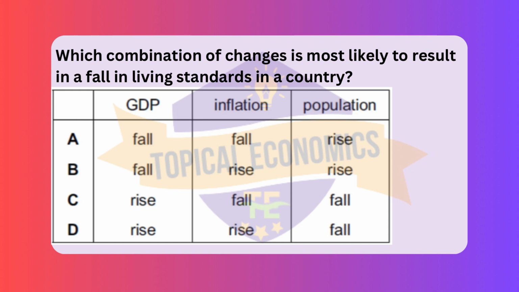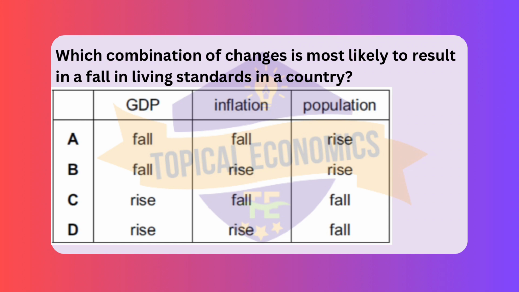Moving to question 32. Which combination of changes is most likely to result in a fall in living standards in a country? This question is from year 2015 May-June version 2. The correct answer for this question is option B. GDP, gross domestic product, fall in GDP. A decline in GDP means that the economy is producing fewer goods and services.